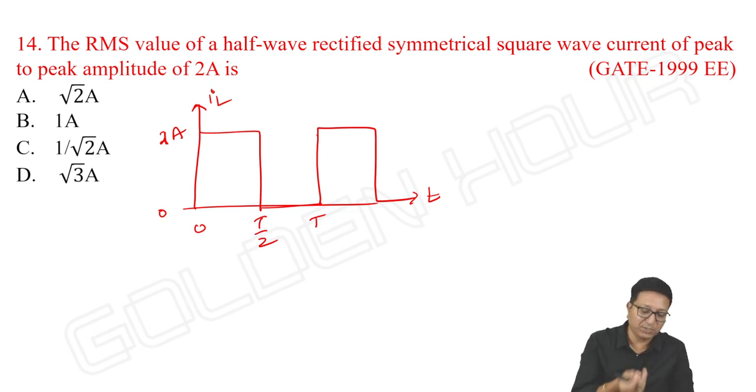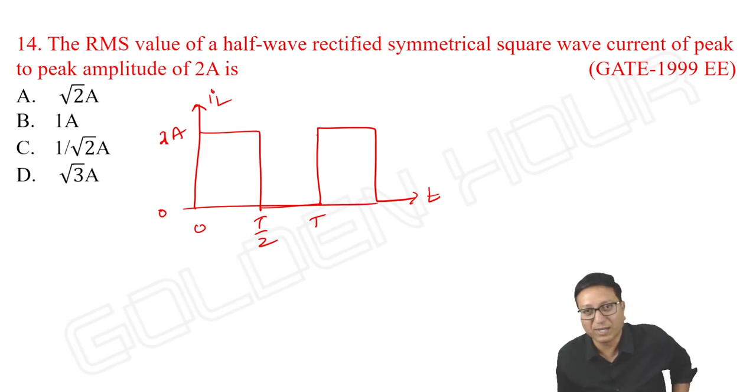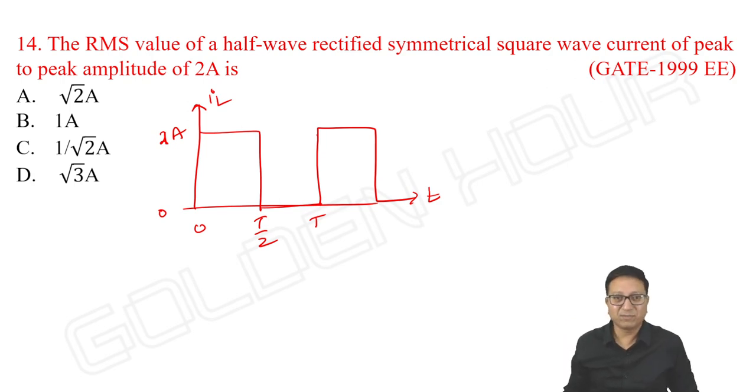Peak to peak amplitude means I can take 2 amperes. Then what is its average RMS value? The RMS value of a symmetric square wave of peak amplitude A is equal to A only. But if the amplitude is like this, then the RMS value is peak amplitude by root 2.